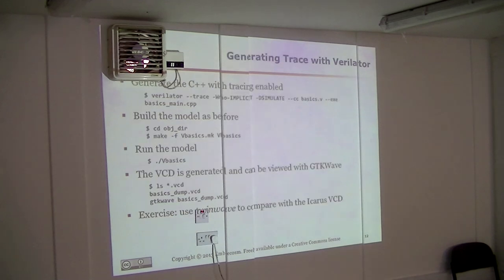And now you generate. This time you give Verilator the --trace flag to say, I want to build a model suitable for tracing. You build it as before, you run it as before, but this time you will have a dump file and you can run GTKWave on that to have a look at that. And as an exercise, use TwinWave to compare with the VCD you got from Icarus Verilog. Okay? I'm not going to stop and do that. I leave that as an exercise. If anyone wants to do this, I'm quite happy to come around one-on-one afterwards and just show you how to do this.